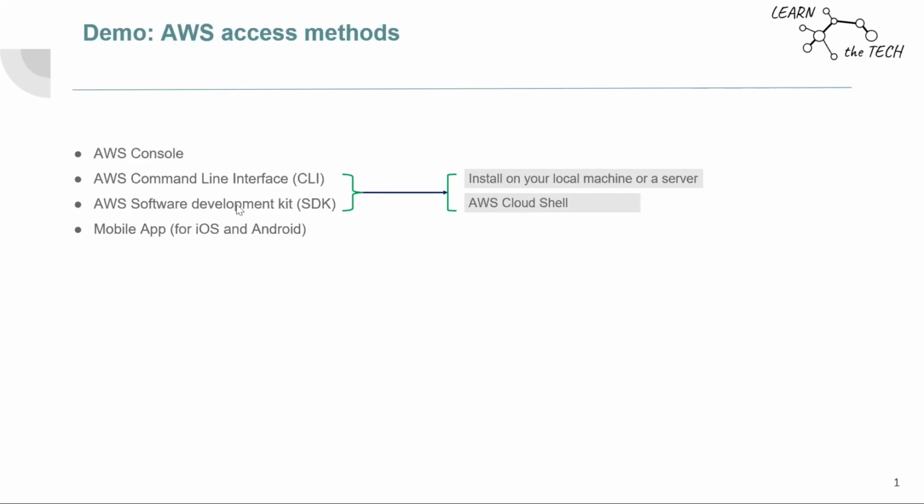AWS SDK, or software development kit, is the set of libraries for different programming languages like Python, Java, and so on. So if you want to write a program or script in Python or Java or .NET and interact with AWS in an automated way, you can use the AWS software development kit. And finally, AWS also provides a mobile app which you can install on iOS or Android. So let's have a look at all these different methods.